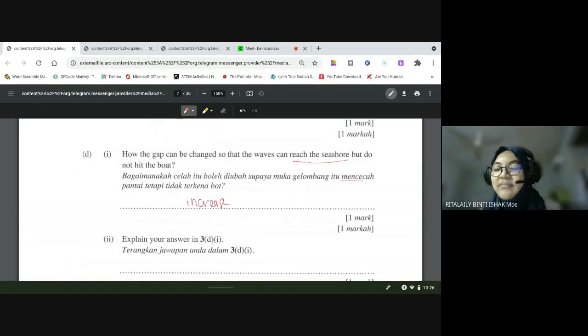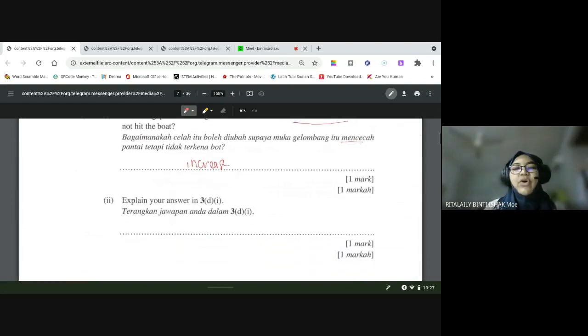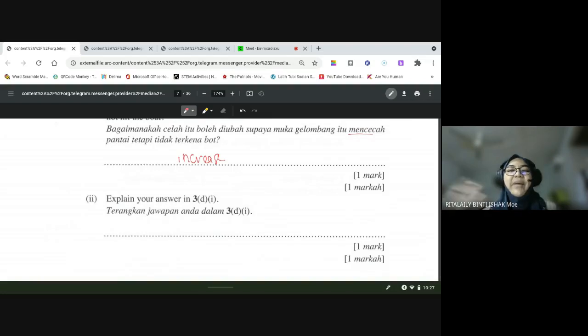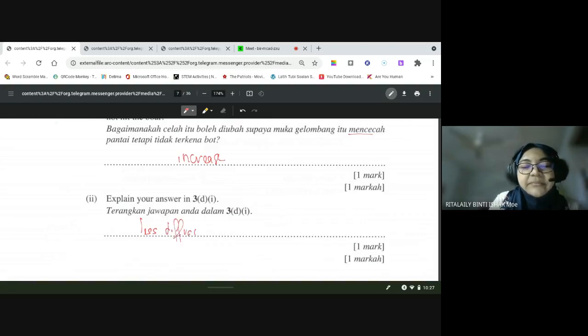Kenapa kita increase? Yang jawab increase tadi, kenapa? Yes, more energy. Okay, more energy, diffraction less obvious. Lagi? Increase, so it will be less diffracted and does not spread out. So, bila dia tak spread out, dia boleh sampai ke seashore. Okay, so less diffracted to reach the shore.